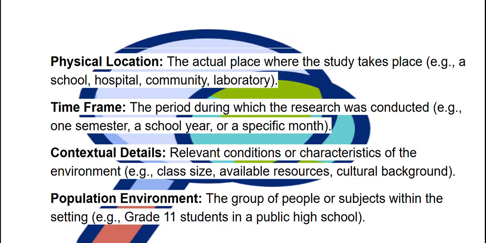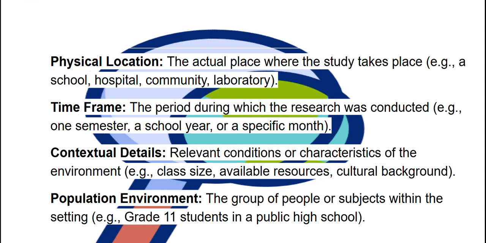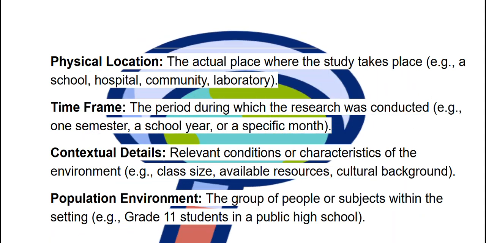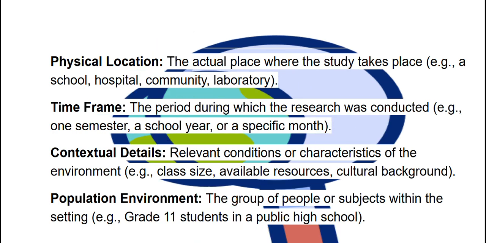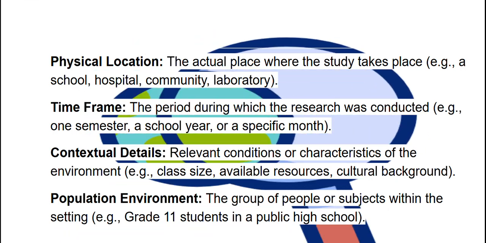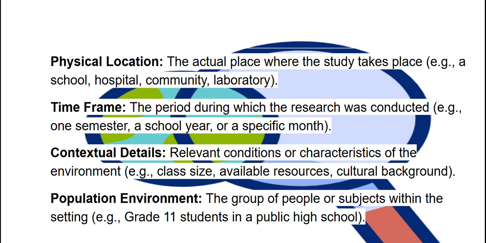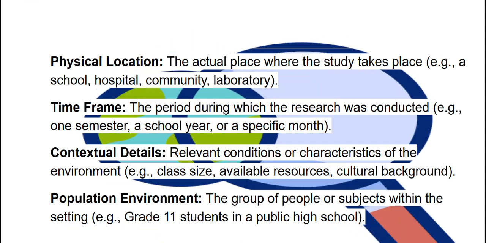For physical location, the actual place where the study takes place, example, school. Time frame, the period during which the research was conducted, example, 1 semester. Contextual details, relevant conditions or characteristics of the environment, example, class size, available resources. And population environment, the group of people or subjects within the setting, example, grade 11 students in a public high school.